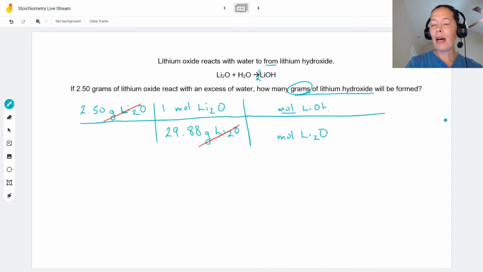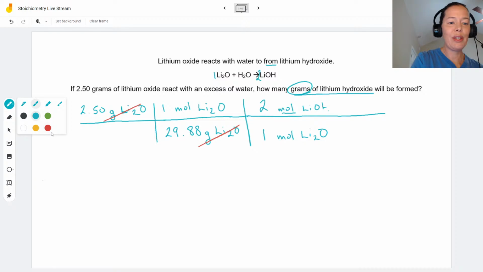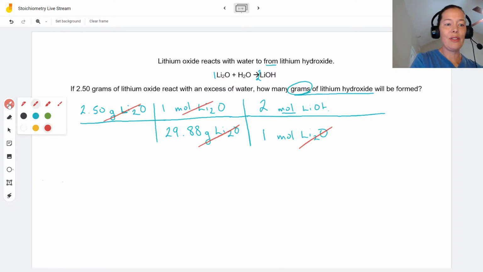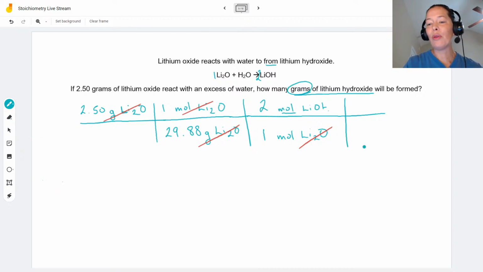Now I need my mole ratio. So, of course, we assume there's a 1 in front of this lithium oxide. So this is a 1. Oops, this is a 2. And switching back to my red. Now my moles of lithium oxide have canceled. I have converted to moles of lithium hydroxide. Let me make that a little more clear. But the problem asked me for grams of lithium hydroxide, so I have one more step. I've got to convert this moles of lithium hydroxide to grams of lithium hydroxide.